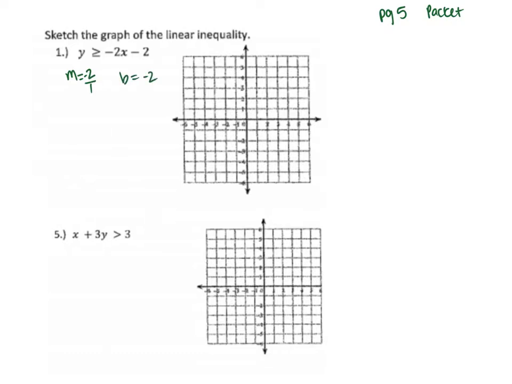So if I were to go to my y-axis, I'm going to plot my b, which is at negative 2, so right there. And then I'm going to go down 2 over 1. And then when I connect the dots, I create a solid line, right? So in this case, notice how I have to draw a solid line because this inequality right here has an equal sign in the bottom. So this needs a solid line.